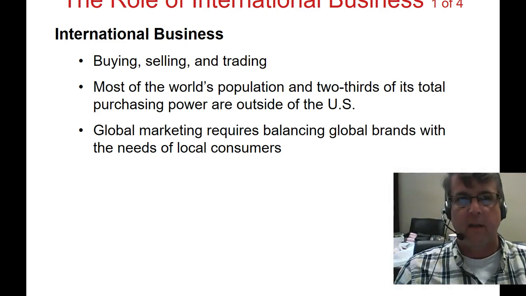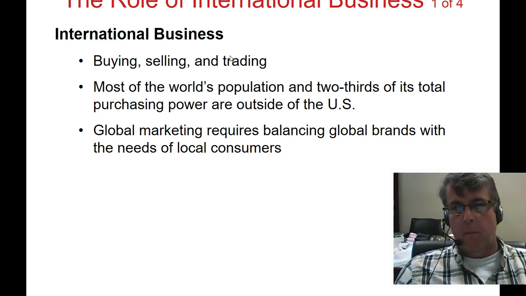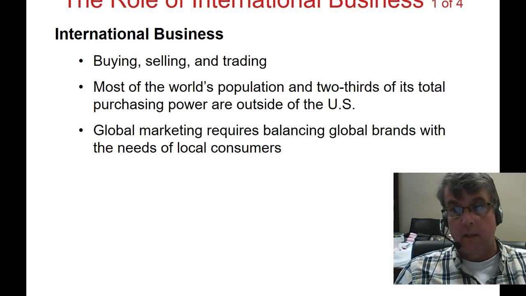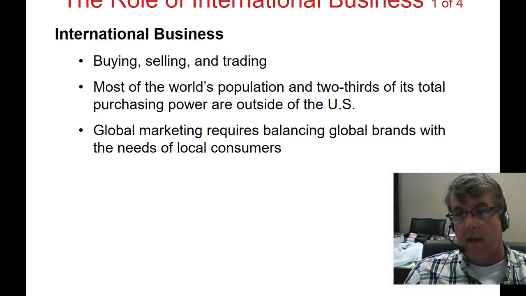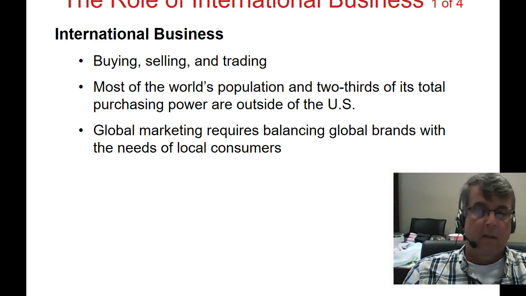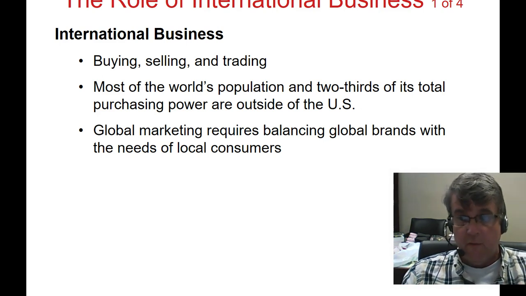Now, the first thing we've got here is the role of international business. And if you look here, international business, we've got buying, selling, and trading. Okay, so we're buying, selling, and trading goods and services across international boundaries. Most of the world's population and 2/3 of its total purchasing power are outside the United States. This is something that a lot of American businessmen don't think about. They think, oh, America is the world's biggest market, which it is, and that's good enough. Well, there's a huge potential if you've got the right product and the right organization to market these things internationally and make a lot more money.